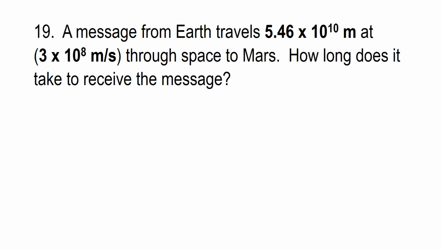A message from Earth travels 5.46 times 10 to the 10th meters at 3 times 10 to the 8 meters per second. That's the speed of light. How long does it take to receive the message? Here we're dealing with time. We're looking for time. We know a distance and we know a velocity. There's our formula. Velocity equals distance over time.